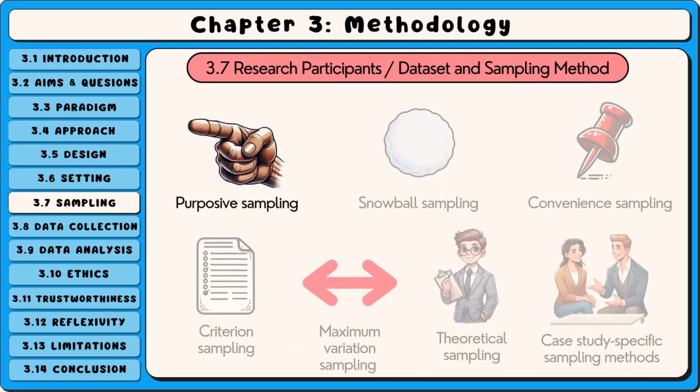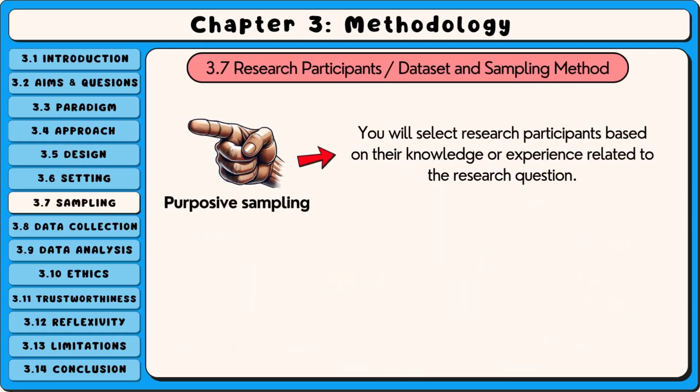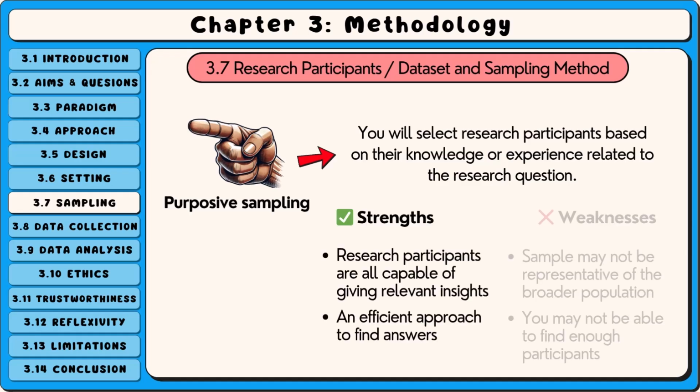Starting with purposive sampling. Purposive sampling involves selecting research participants based upon their knowledge or experience related to the research question. In other words, instead of selecting random people, the researcher will select people who will best help them answer the research question. Strengths of this approach include that research participants are all capable of giving relevant insights into the topic because they were specifically selected due to their knowledge of the topic, and that this is an effective way to find answers to qualitative research questions.